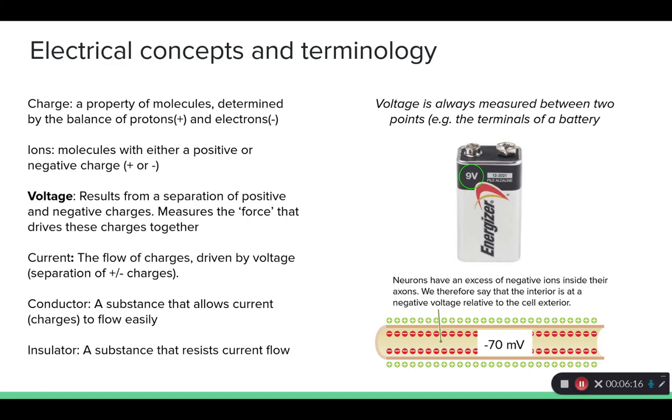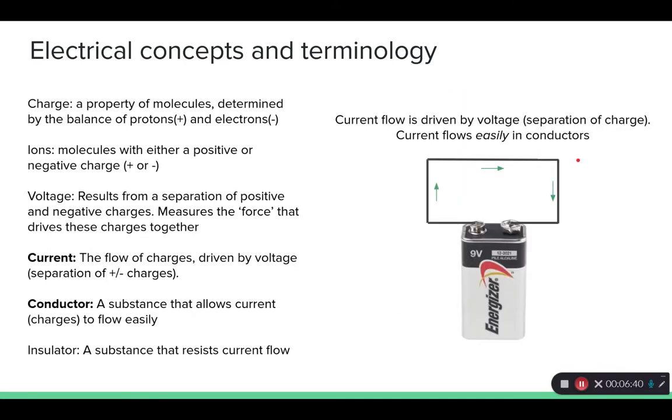Now, if we imagine taking this battery and hooking a wire up to one terminal of the battery and then connecting that same wire to the other terminal, what would happen is that the charged particles, because they're attracted to one another, would begin to flow through the wire from one side to the other. And anytime that electrical charges flow from one place to another, we call that current. Current is simply the flow of electrical charges that is driven by a voltage, driven by the separation of charges.